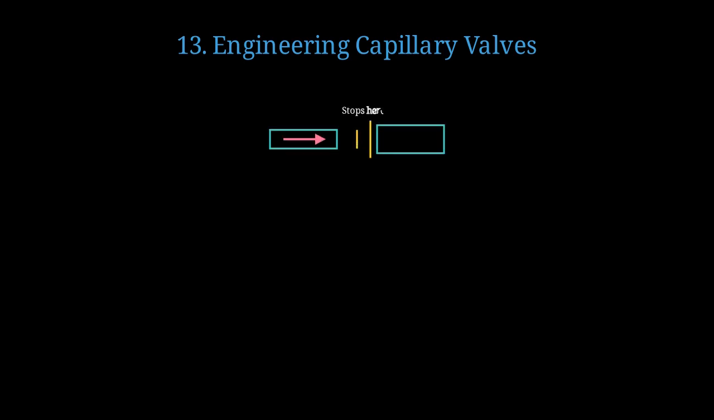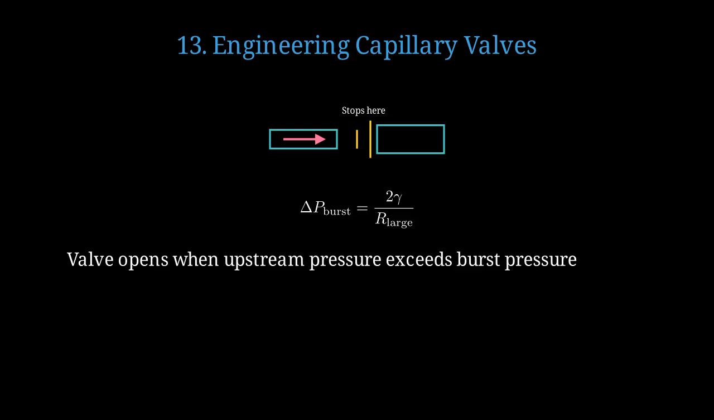Capillary valves use geometry changes to control when and where liquids can flow without moving parts. A sudden expansion creates a capillary valve where liquid stops until sufficient pressure builds up to overcome the larger radius. The burst pressure equals 2 gamma divided by the large radius, the minimum pressure needed to pass the valve. The valve opens automatically when upstream pressure from filling exceeds the burst pressure threshold.